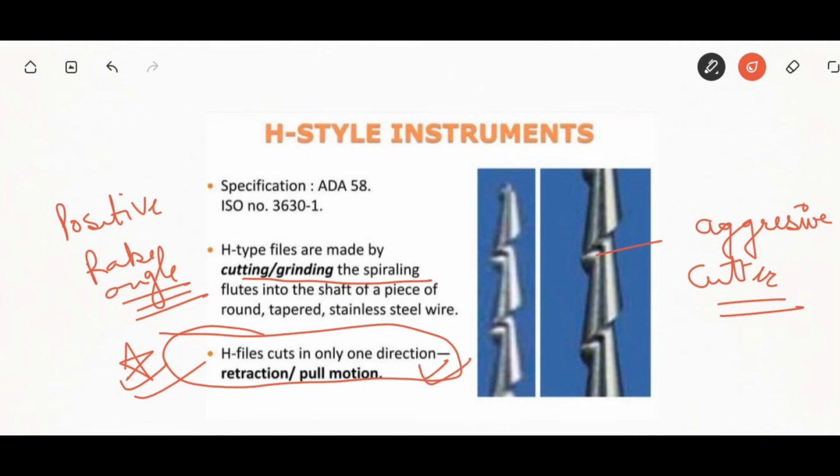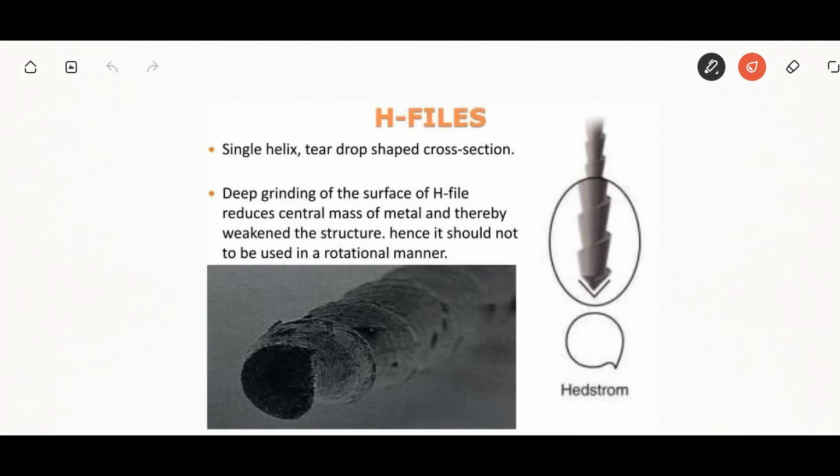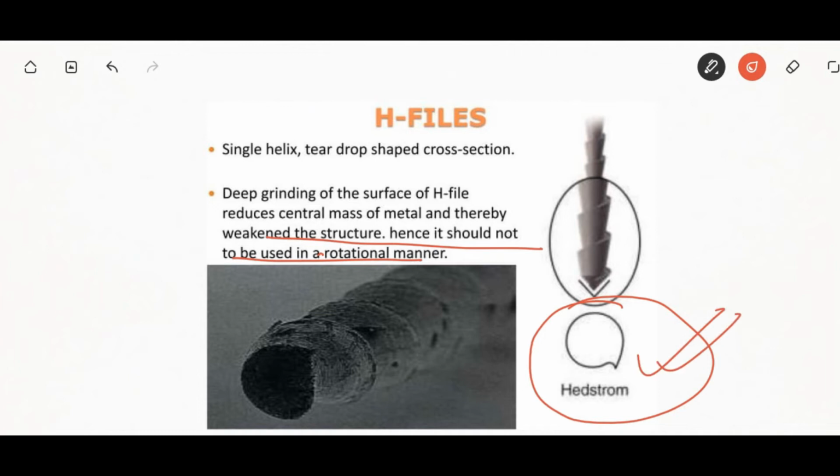The H file has a positive rake angle. Since H files are strong and aggressive cutters, they should be used in straight canals. The important point that you have to remember is that the dentist should use the H file in only one direction, and it should not be used in a rotational manner.